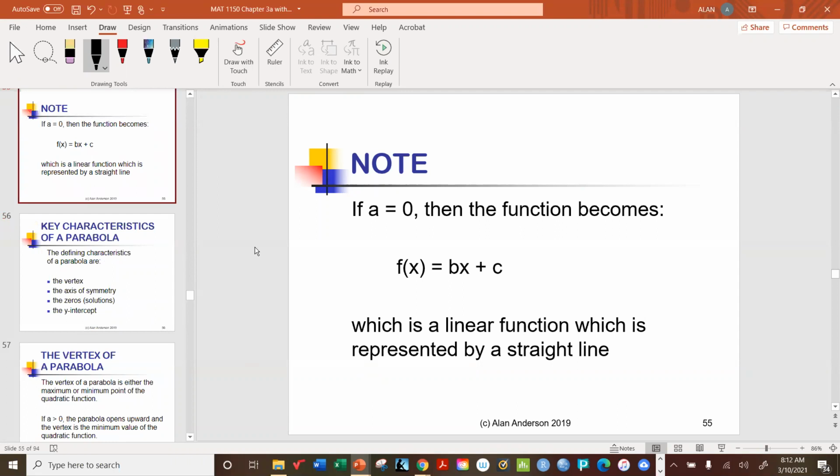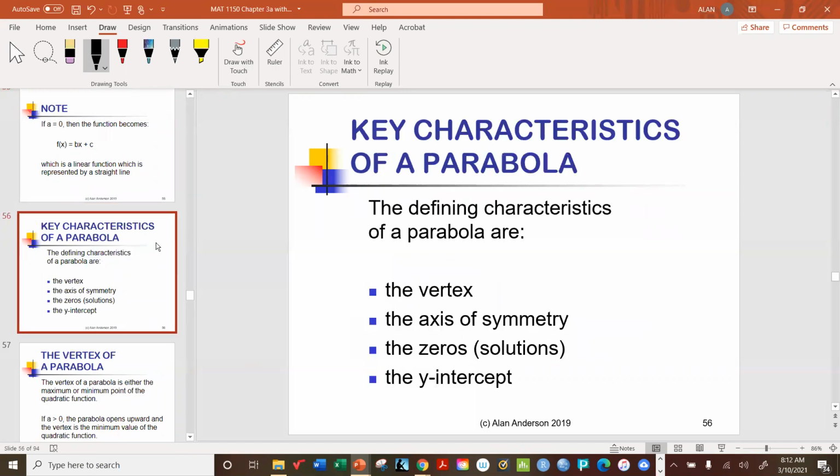Now, it turns out, though, that a parabola is actually much more interesting than we might have realized. Okay, we're going to now take a few minutes and more closely analyze the characteristics of a parabola. You'd be surprised how sophisticated this idea really is. A parabola actually has 4 different uniquely identifying characteristics.